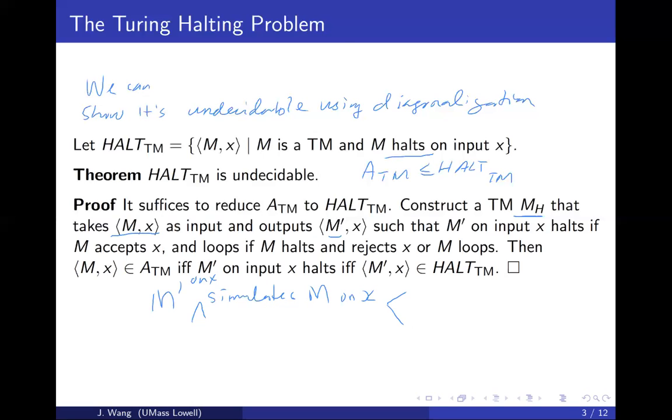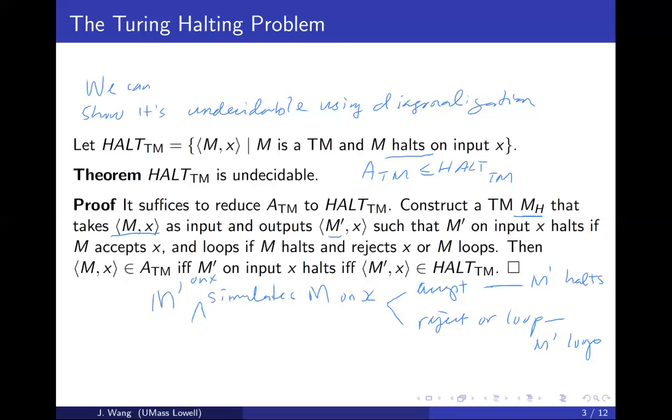There would be the following outcomes. Either M on X accepts, and if it accepts, then M prime will simply halt. Or M on X either rejects or infinite loops, and in this case, M prime loops. So that's what this M prime does. So this is a reduction.